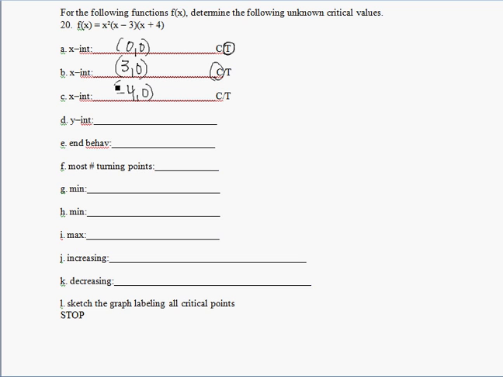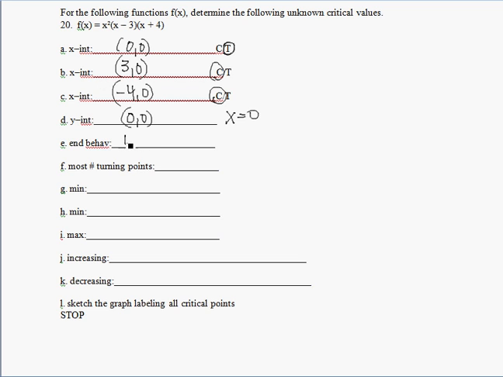and likewise with (-4, 0). It crosses. Your y-intercept is always found by letting x equal 0. Well, if you plug 0 into this thing, your first term is 0, making everything else 0. So my y-intercept happens to also be at the origin, which we already knew from this x-intercept right here.